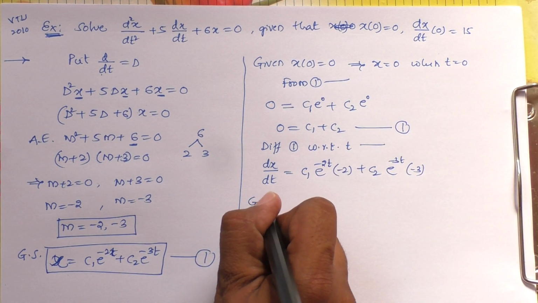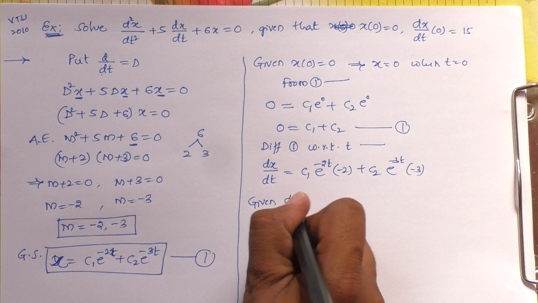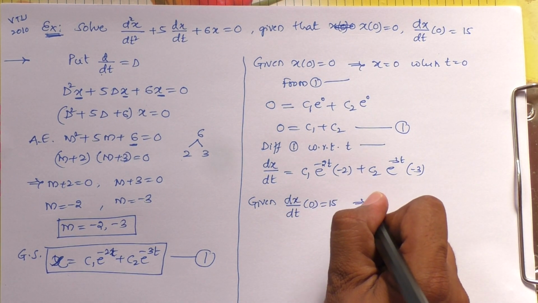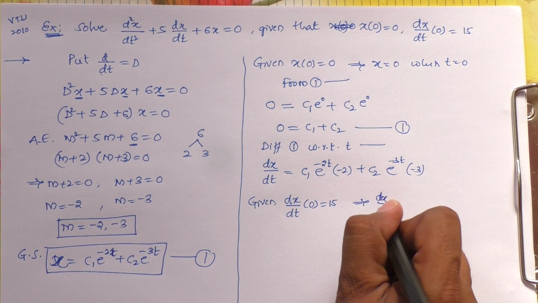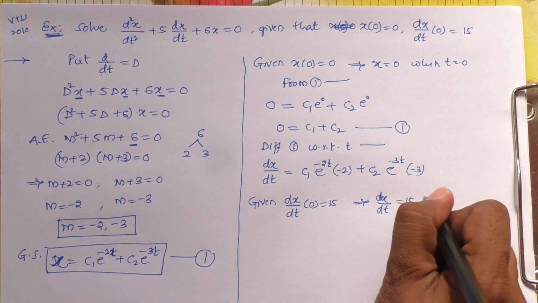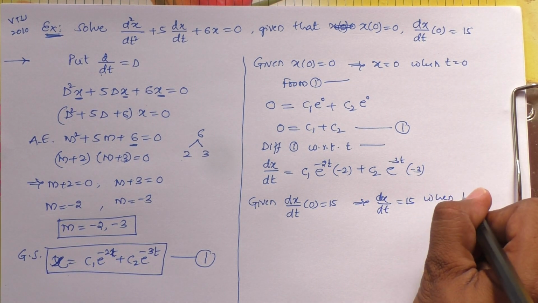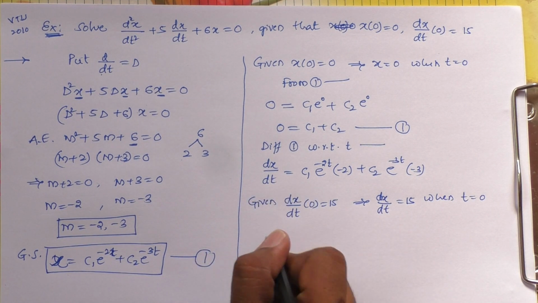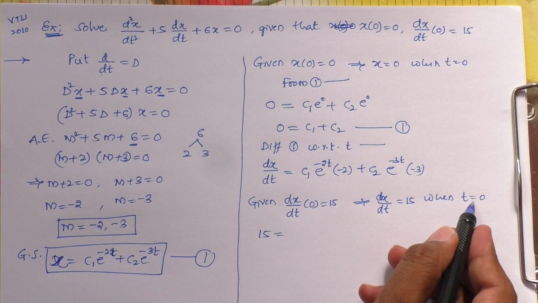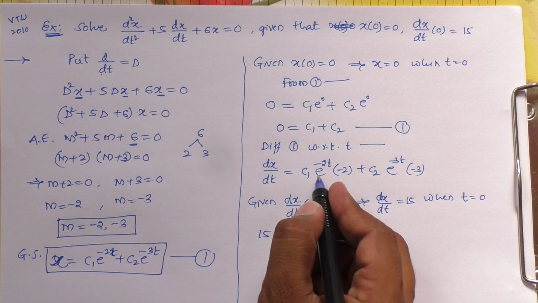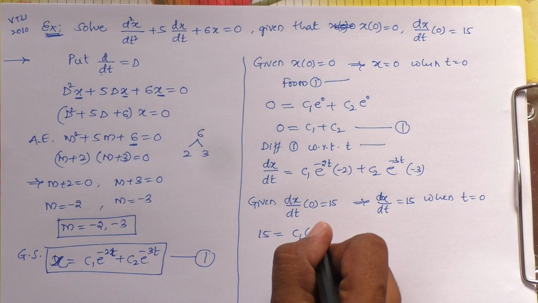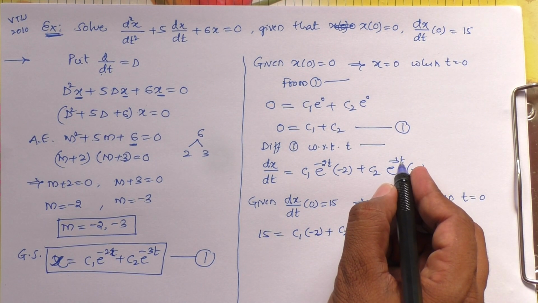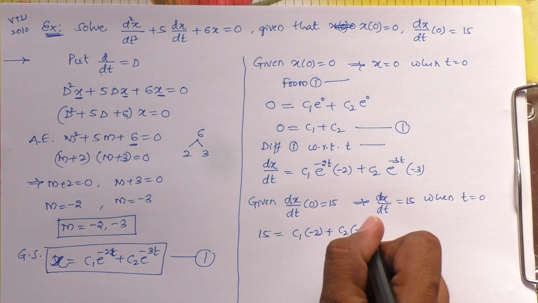Given dx/dt(0) = 15, this means dx/dt is 15 when t is 0. Substituting here, 15 = c1 into -2 (since e^0 is 1) plus c2 into -3 (since e^0 is 1).